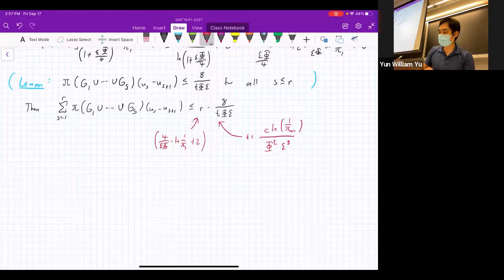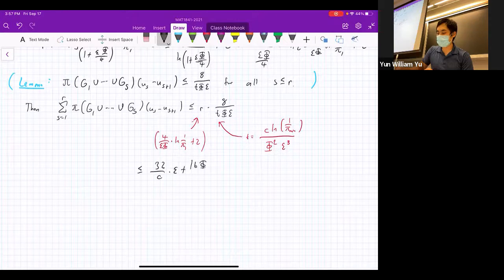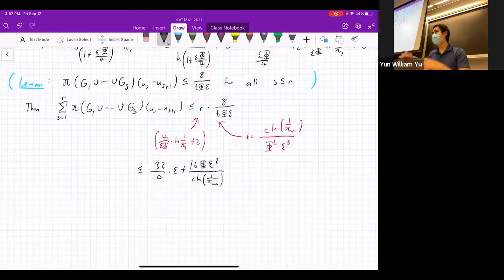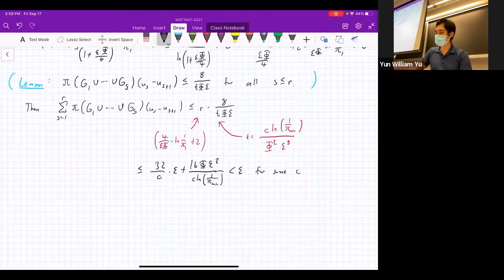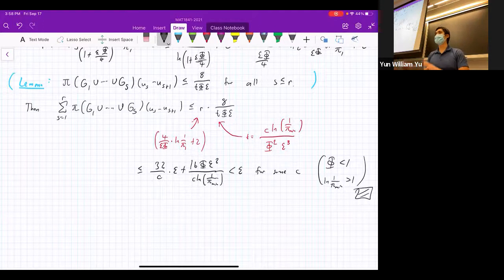When you do all this, it's a little bit ugly, but you'll find that this is less than or equal to 32 over c times epsilon plus 16 pi epsilon squared over c log of 1 over pi min. I will put all the steps of that derivation in the online version of the notes, but it's all standard algebra. And this is less than epsilon for some c, because phi is less than 1 and log of 1 over pi min is greater than 1. That would complete the proof, conditional on this lemma being true.